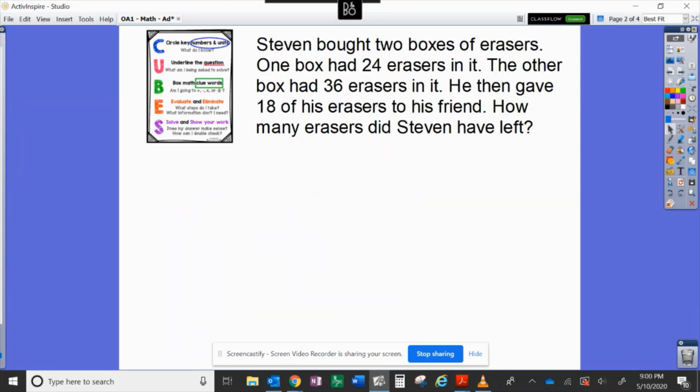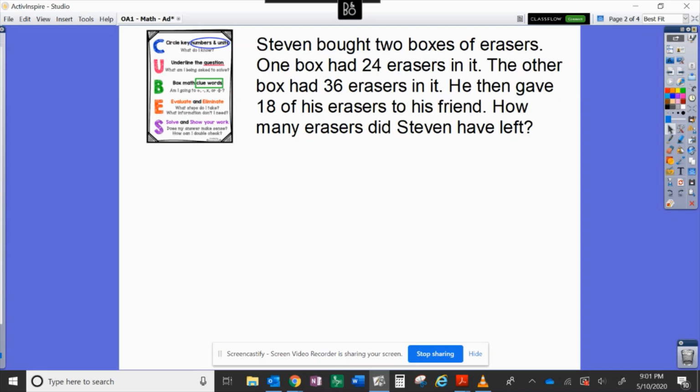Okay, boys and girls, let's try another one. Stephen bought 2 boxes of erasers. One box had 24 erasers in it. The other box had 36 erasers in it. He then gave 18 of his erasers to his friend. How many erasers did Stephen have left?